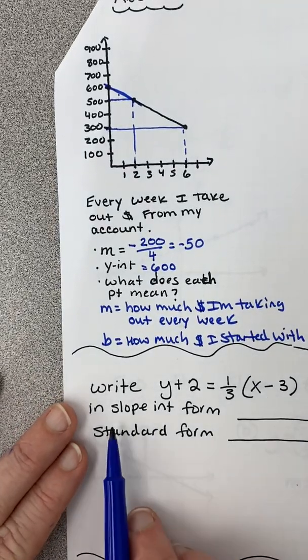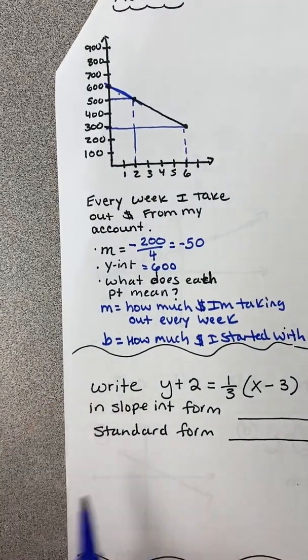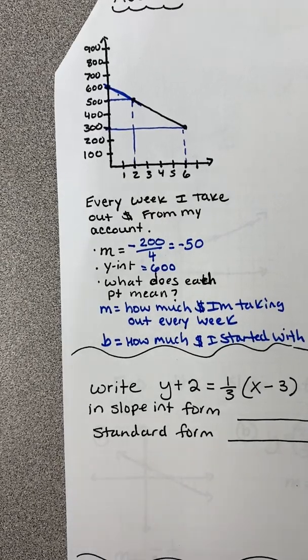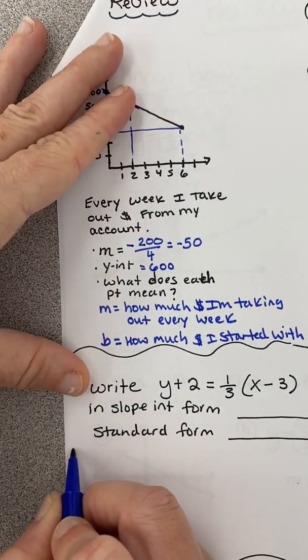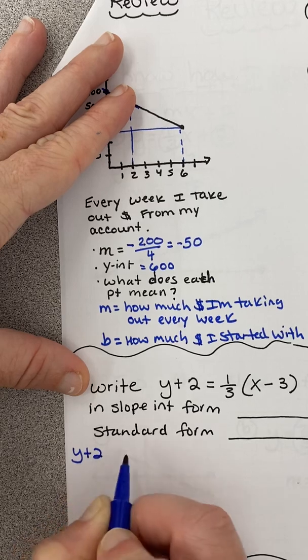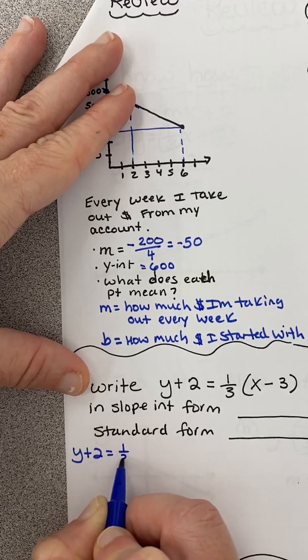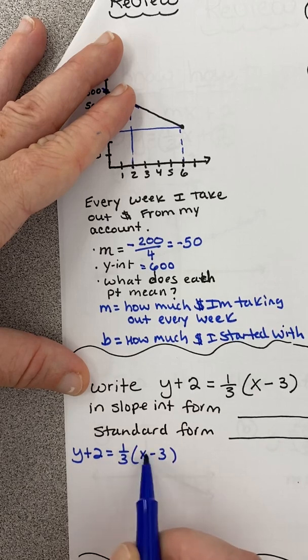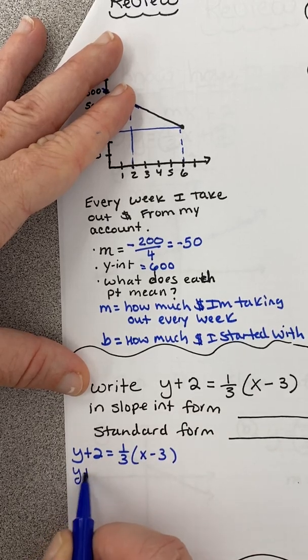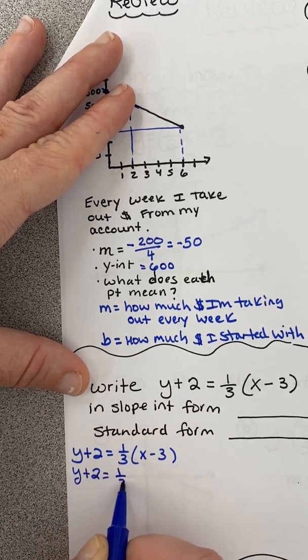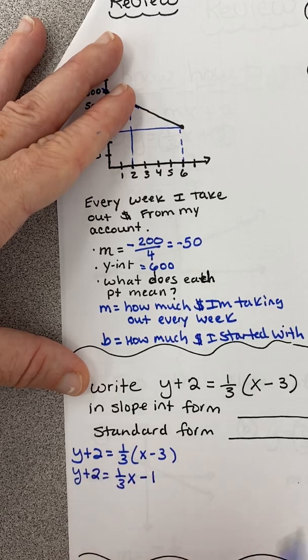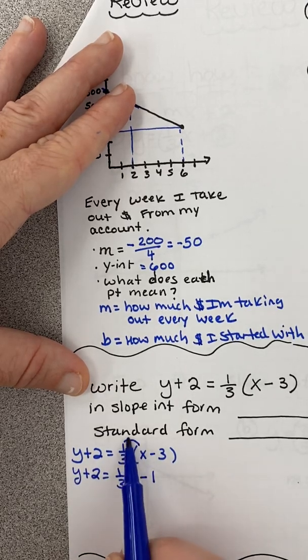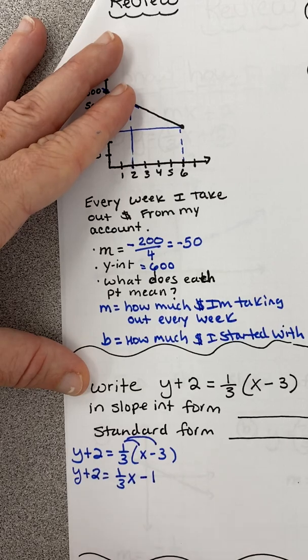Write this equation in slope-intercept form and standard form. Okay, so I'm going to start off by writing the equation over here, and I'm going to put it in slope-intercept form first. It doesn't really matter which one you do first. This is popping out at me: I need to distribute this 1/3. Remember it goes to here and to here. 1/3 of -3 is -1.